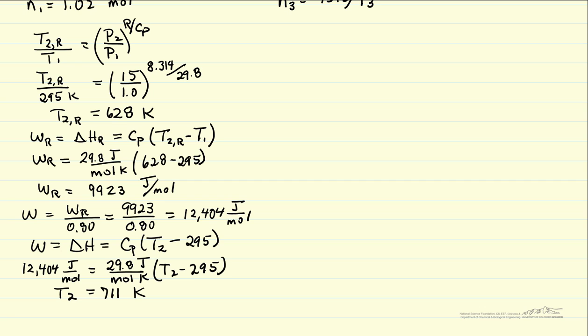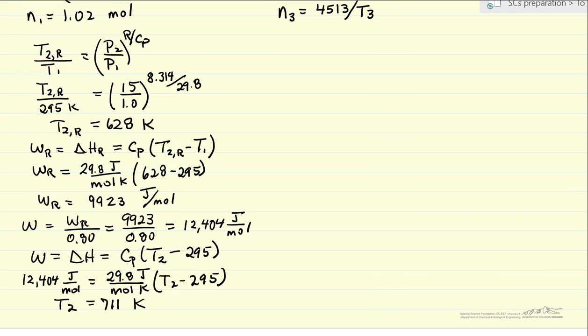Now I'm going to use the energy balance on the tank, an unsteady state process, and that's going to say the number of moles that are in the tank at the end times the internal energy, minus the number of moles we start with times the internal energy, where the internal energy is per mole, is equal to the number of moles that we flow in, which is N3 minus N1, times the enthalpy entering the tank, and it's the enthalpy at 711 Kelvin.